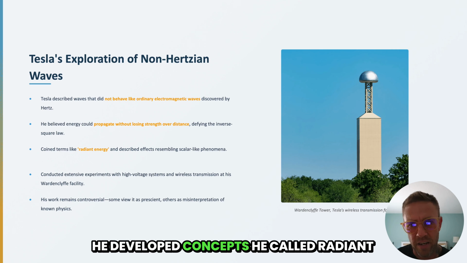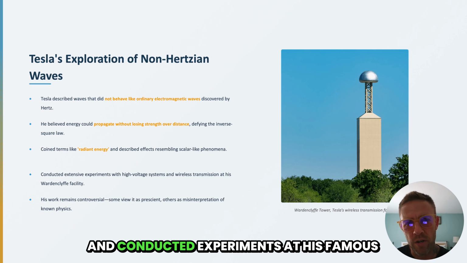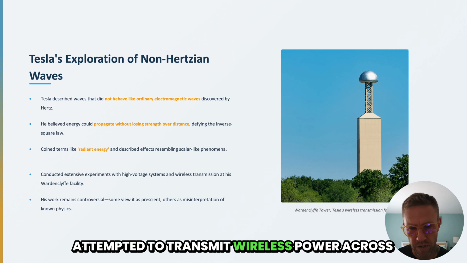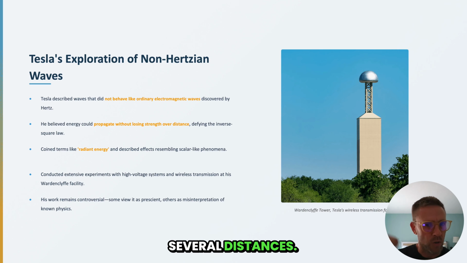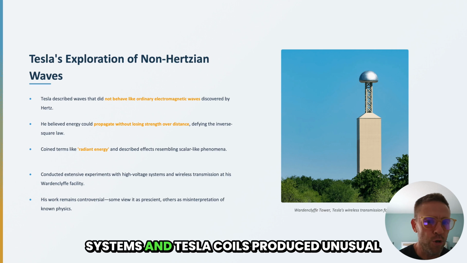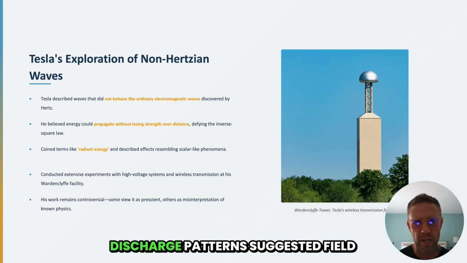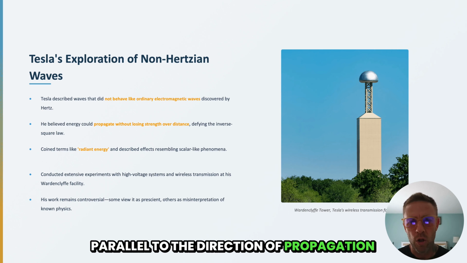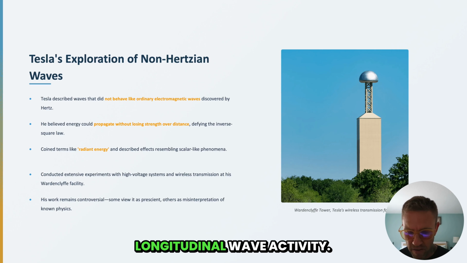He developed concepts he called radiant energy and conducted experiments at his famous Wardenclyffe facility in New York, where he attempted to transmit wireless power across several distances. Tesla's experiments with high voltage systems and Tesla coils produced unusual electrical effects. Discharge patterns suggested field compression and rarefaction, oscillations parallel to the direction of propagation, resembling longitudinal wave activity.